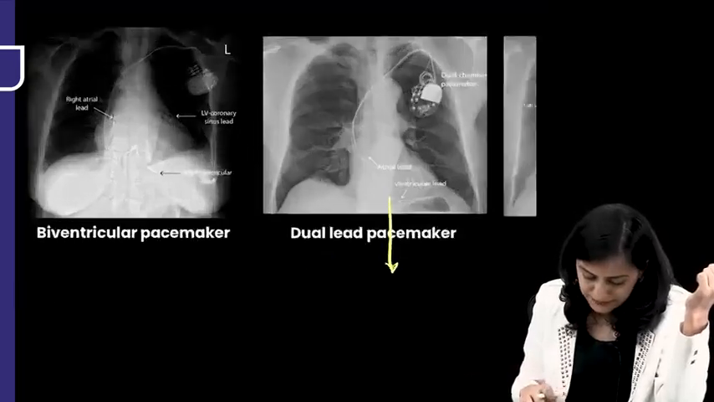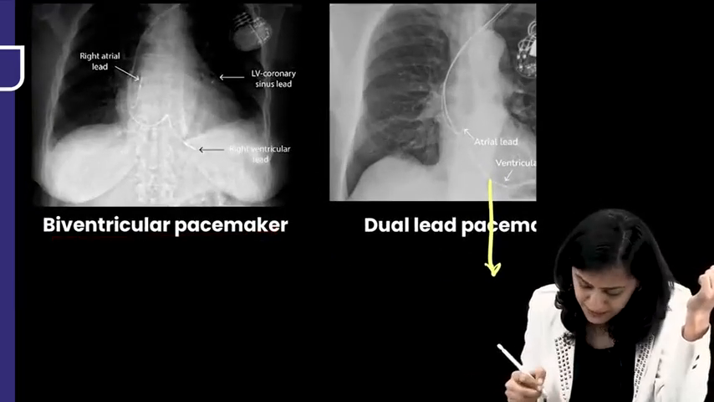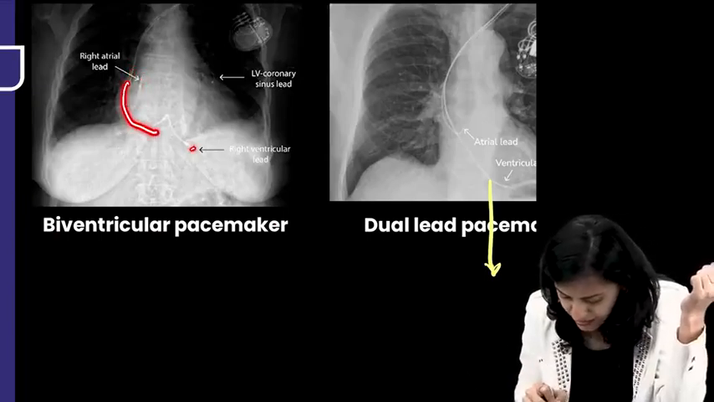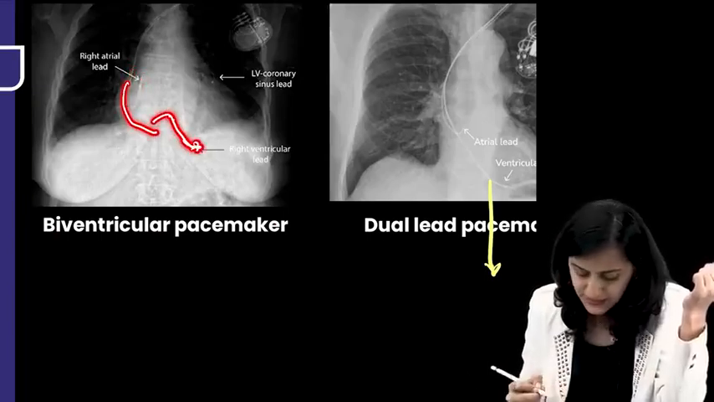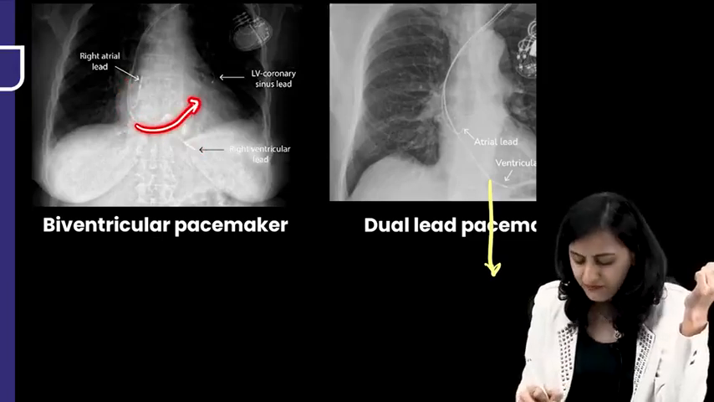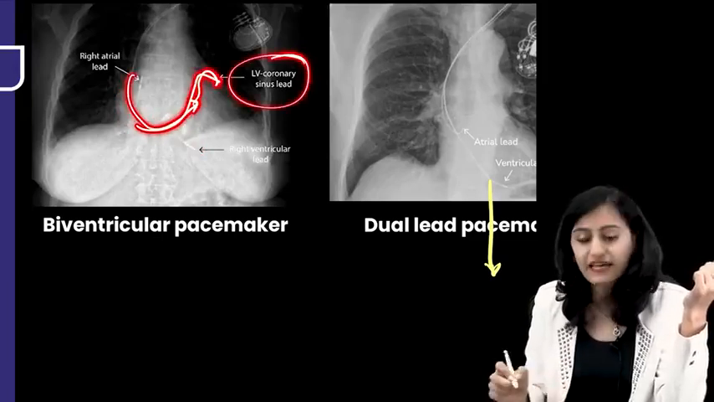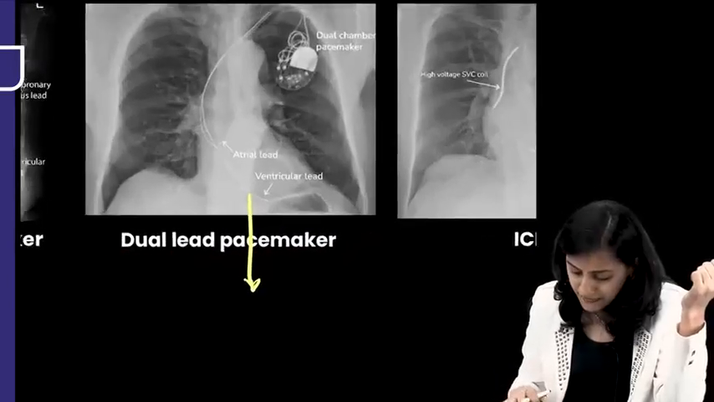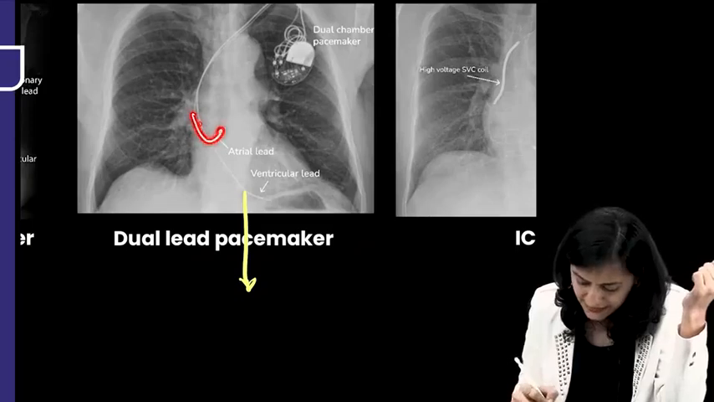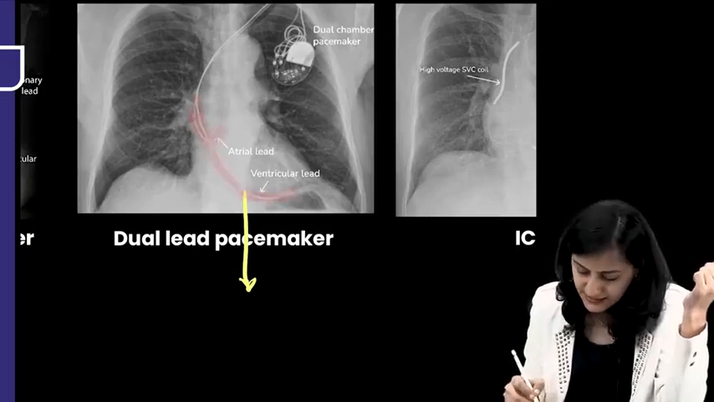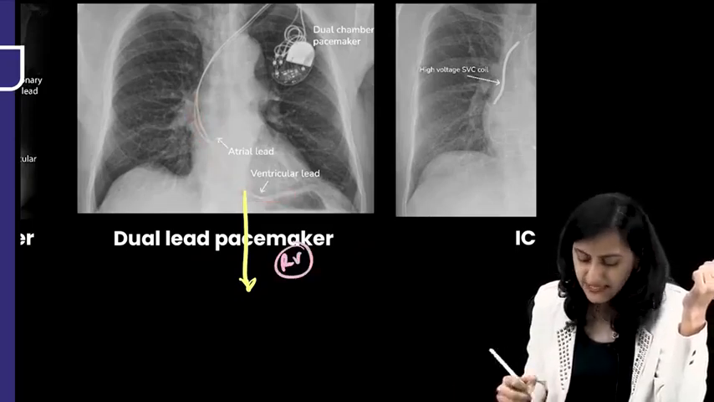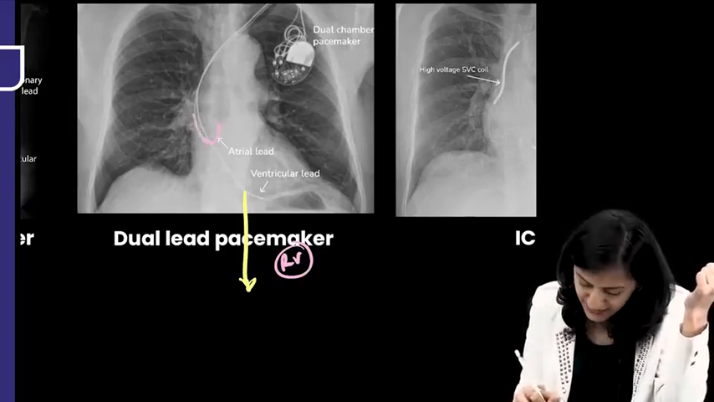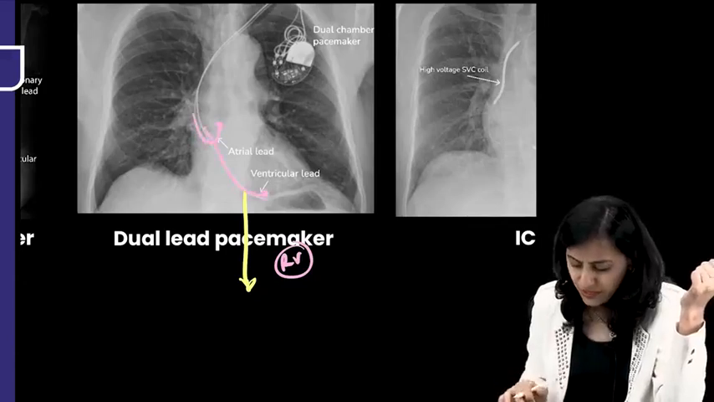So look at this biventricular pacemaker, where you see the right atrial lead and the right ventricular lead, right? The one going here is the right ventricle, and then the one going like this is the left ventricle coronary sinus lead. Dual lead pacemaker means one going into the right atrium and one going like this, the right ventricular lead. A previously asked question in the FMGE exam, right? So you have the right atrium going upwards and you have the right ventricle.